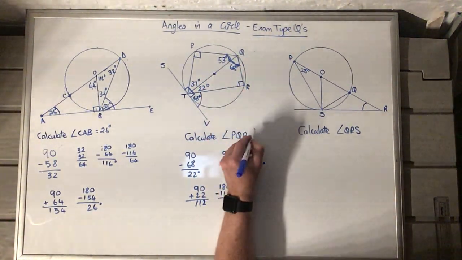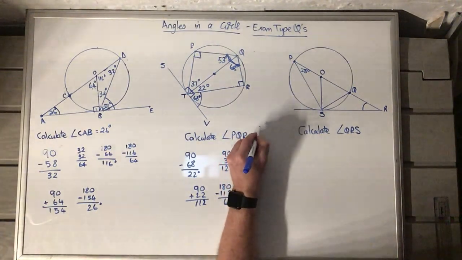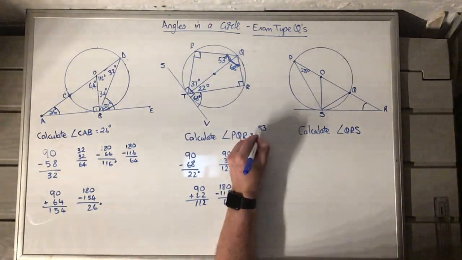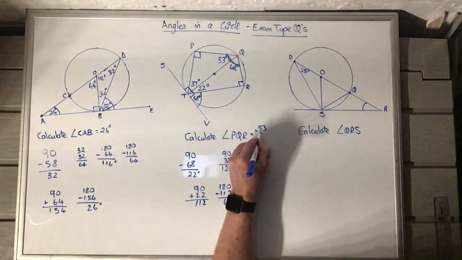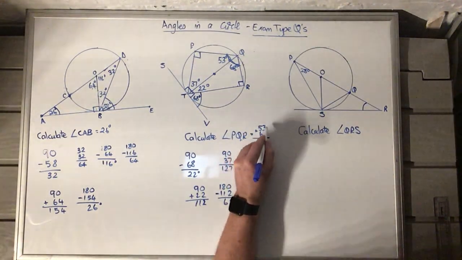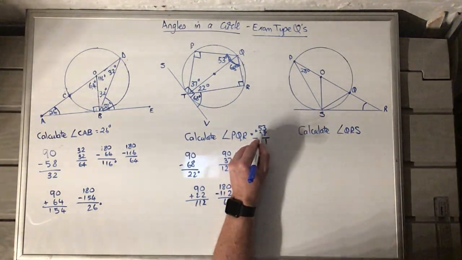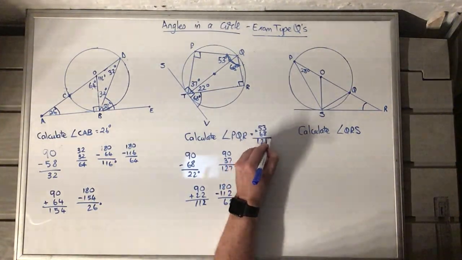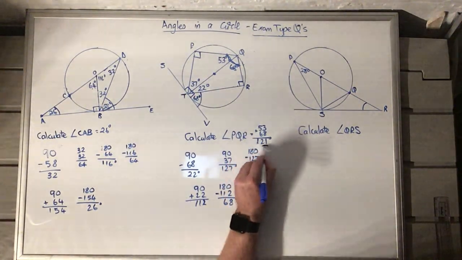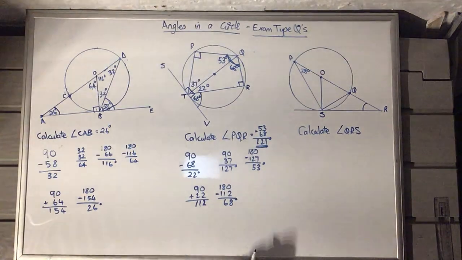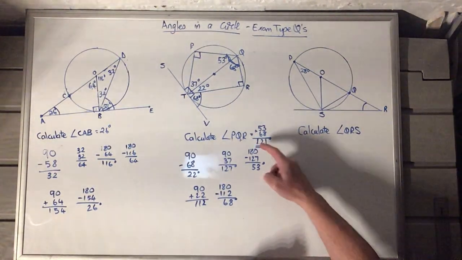Well, PQR, it's those two angles added together, so 53 plus 68, final answer 121 degrees. That's my final answer. Again, worth 3 marks. 3 marks in the exam.